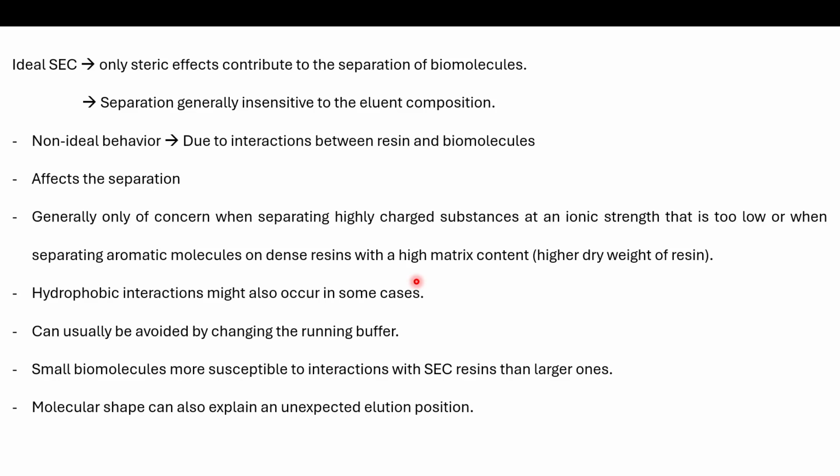Okay. So that it elutes out properly, it should be amenable or optimum. Otherwise, if it's not optimum, it will have an interaction with the resin or the matrix, the SEC matrix in this case. Small biomolecules are more susceptible to interactions because they have access to all the pores. They pass through all the pores, so they have more time and more chances of having some kind of interaction with the matrix or the resin than larger ones, because larger ones aren't entering the pores and have limited access.